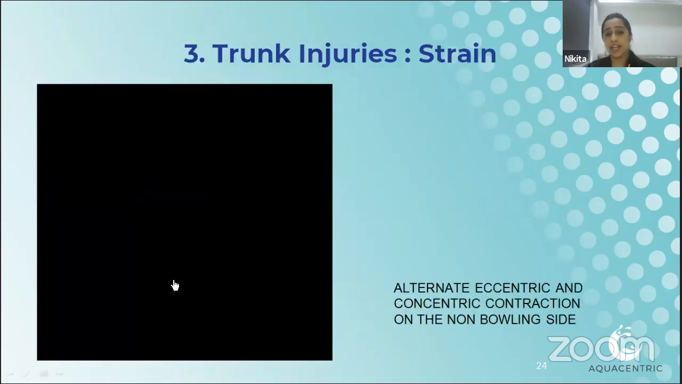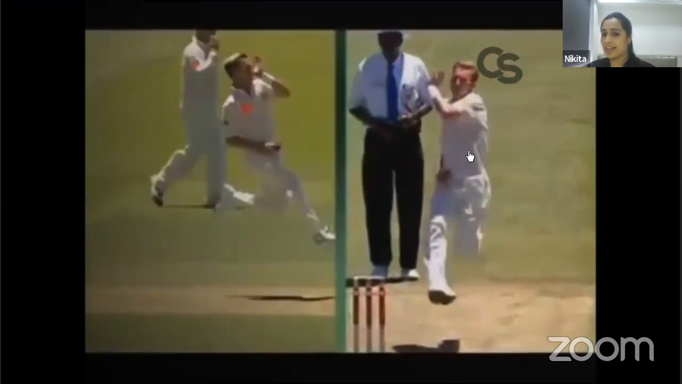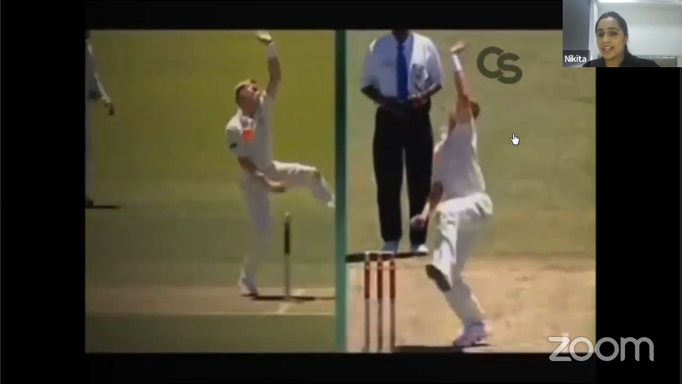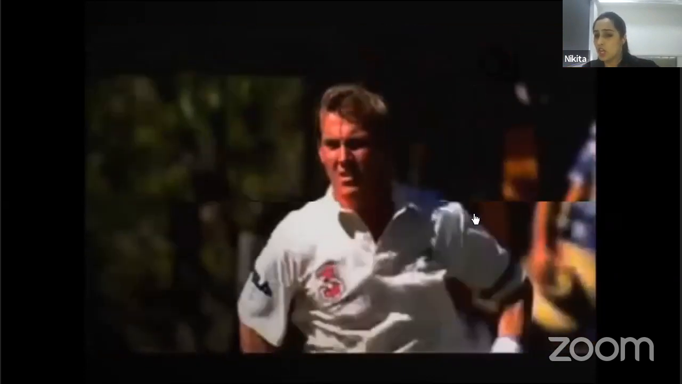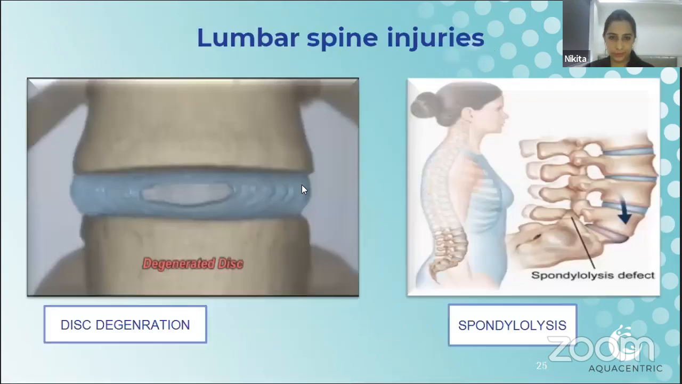Trunk strain. This is especially seen in bowlers on the non-bowling side. On the non-bowling side, you have an alternate lengthening, contracting, and again lengthening of the trunk muscles, causing a lot of irritation over the side trunk. So the muscles get strained, muscles irritate over the bones, and that is one of the most painful, apart from your hip region. So trunk strain is a lot of pain, but however, with good rehabilitation you're good to go.